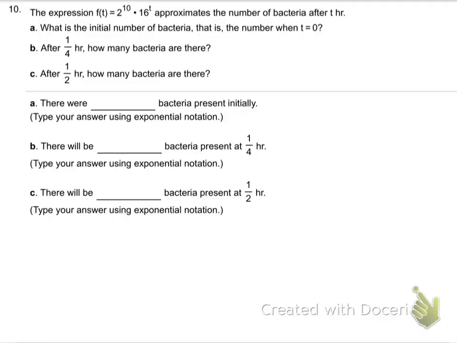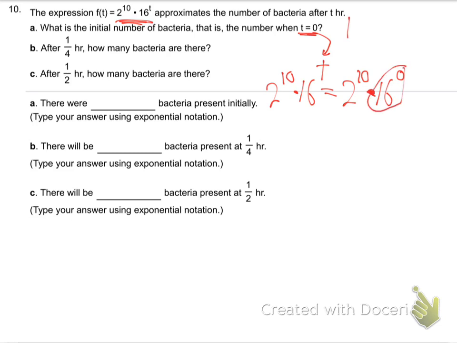Okay, so last question. 2 to the 10th times 16 to the t. What happens when t is 0? So down here, if I take 2 to the 10th times 16 to the t, and they're saying put in t equals 0, please. I'll get 2 to the 10th times 16 to the 0. Now, I don't know if you remember from your algebra days, but anything to the 0 power, any number to the 0 power equals 1. It always equals 1.